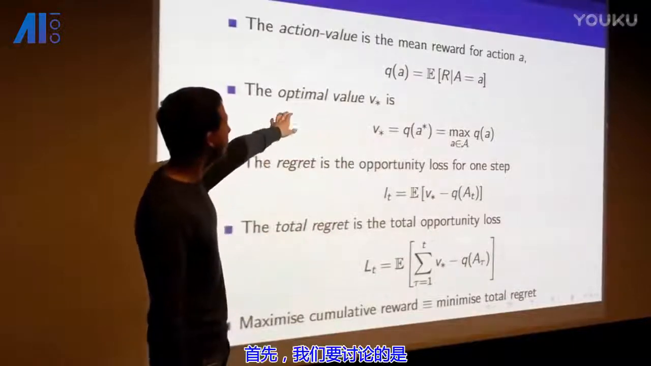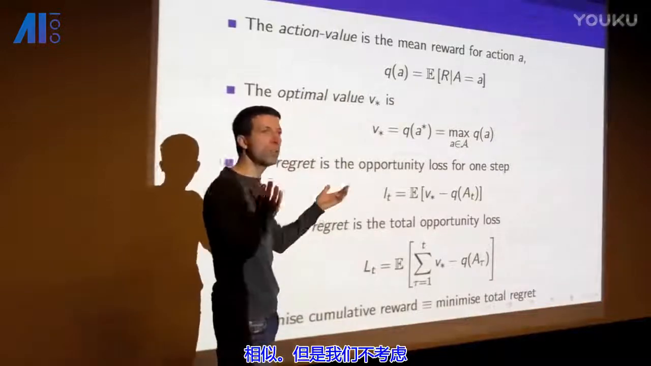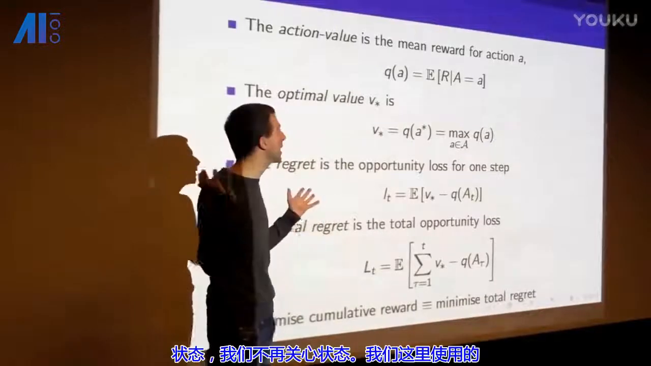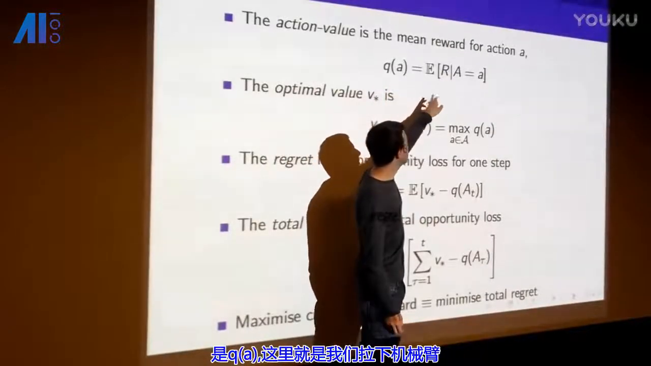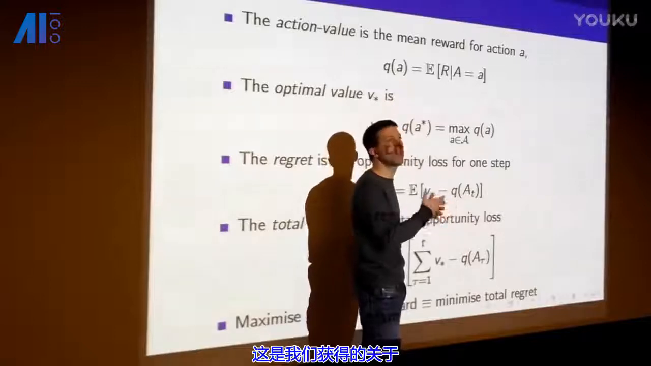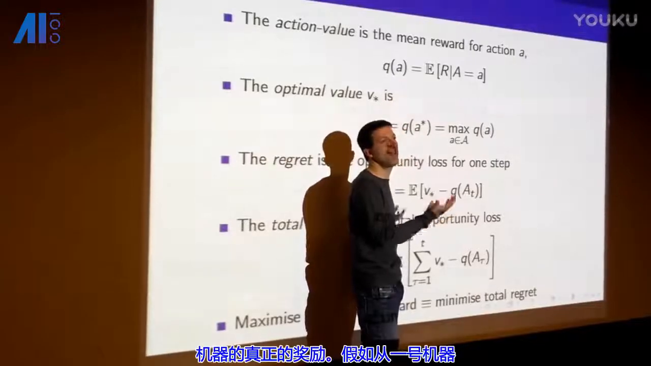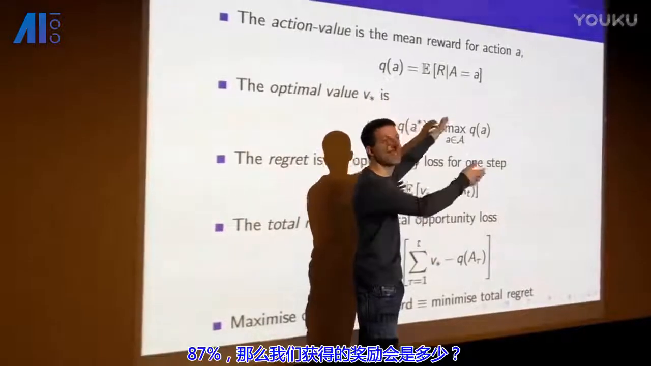We're going to start off by defining the action value. This is like our familiar Q, but now we've thrown out states. There's no states anymore, so we've just got Q of A. This is the expected reward that we'll get if we pull one of those arms. This is the true payout of one of those machines, like how much it will really pay out, maybe 75% for machine one and 80% for machine two.